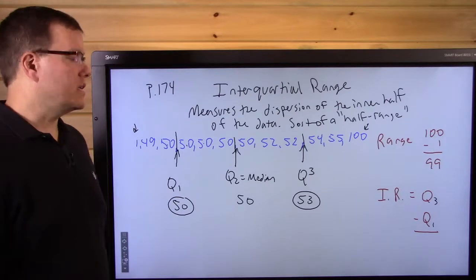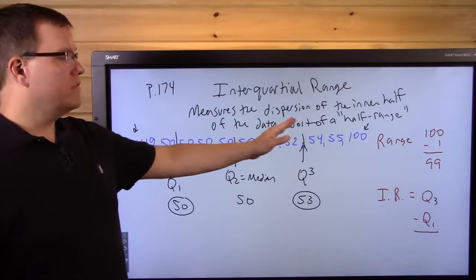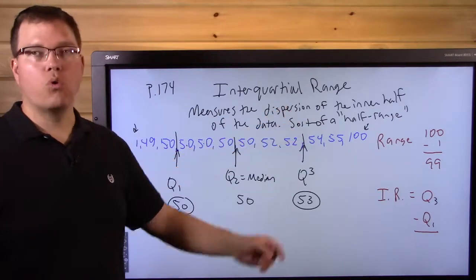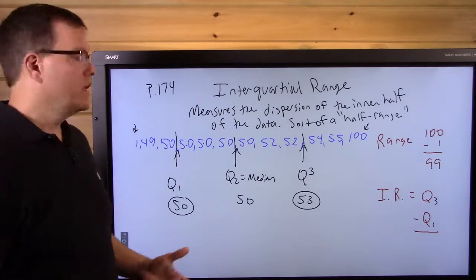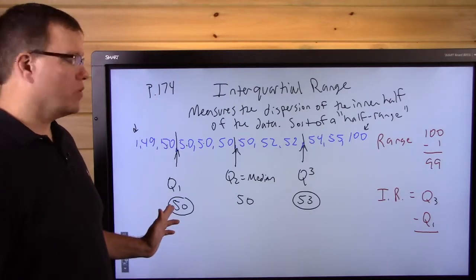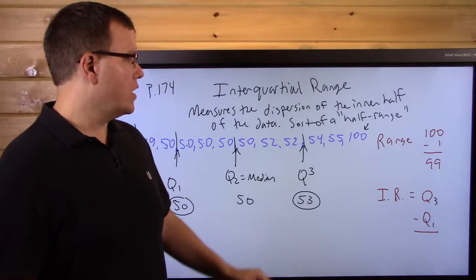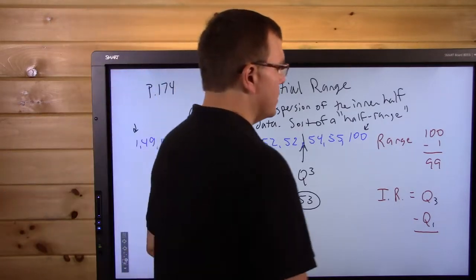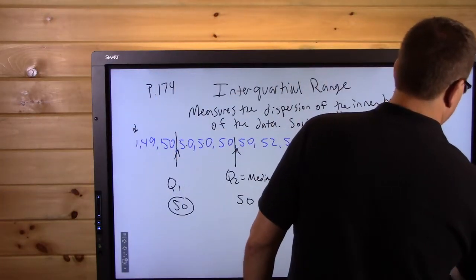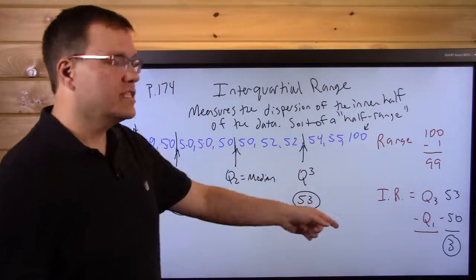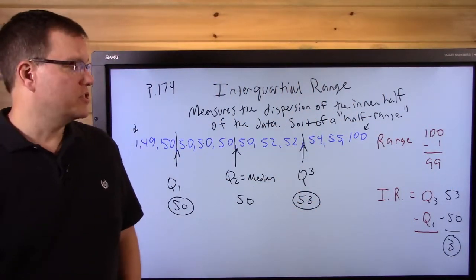So how do we know this? Well, there are 12 items on this list. So every 3 items is 1/4, and that's the quartile. So at the end of the first quarter, we're at 50. At the end of the third quarter, we're at 53. So the interquartile range is simply 53 minus 50, which is just 3. So the range is 99, but the interquartile range is just 3.